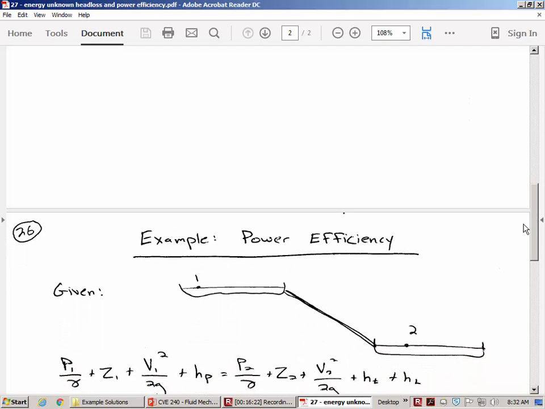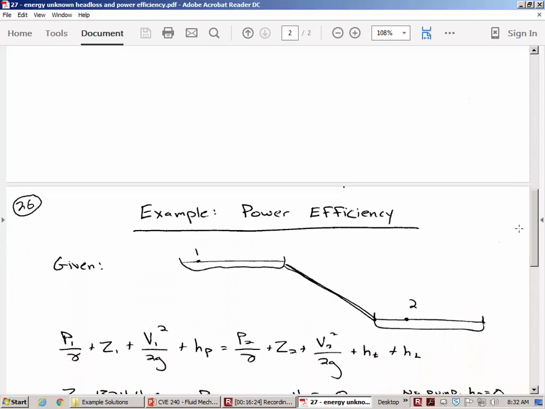So here's my sketch and the energy equation. In the problem statement, we are already told the elevation of 1 and 2. And so we're given Z1 and Z2. Location 1 and location 2 both have atmospheric pressure since it's at the top of the water surface. So P1 and P2, those pressure head terms cancel out. And then the velocity at both location 1 and 2 is 0.